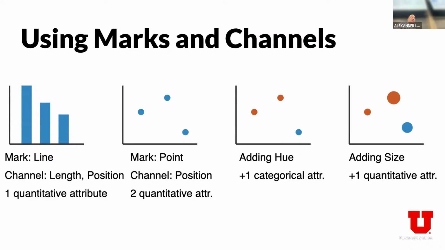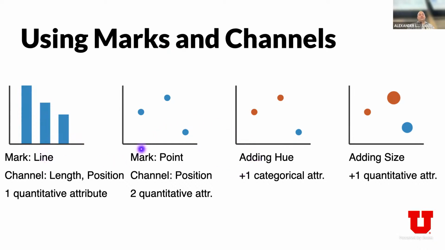So for example, if you have a vector with 3 values, we use as mark a line here for this bar chart. The channel here is the length of the bar, but it's also the position at the top of the bar, right? Because it's not just the length, because they're aligned at the bottom. So we have length and position here, and we're encoding 1 quantitative attribute for 3 values, so 3 items using the line mark here.